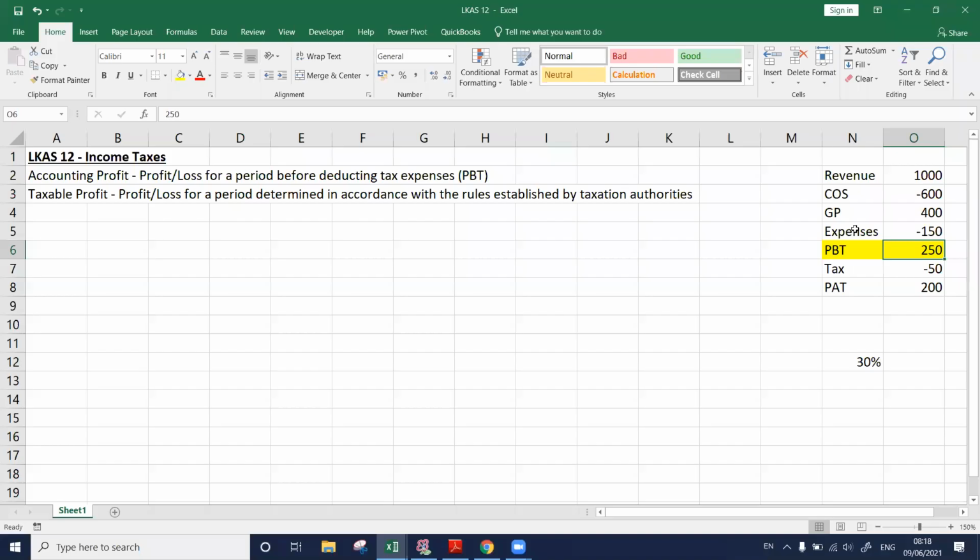Even depreciation: in accounting terms, it is allowed. We can deduct the depreciation expense. But what happens when calculating taxable profit? Depreciation is not allowed. What is allowed? Capital allowance. Right? Capital allowance is allowed. And in accounting terms, we are using the accrual basis. Right?